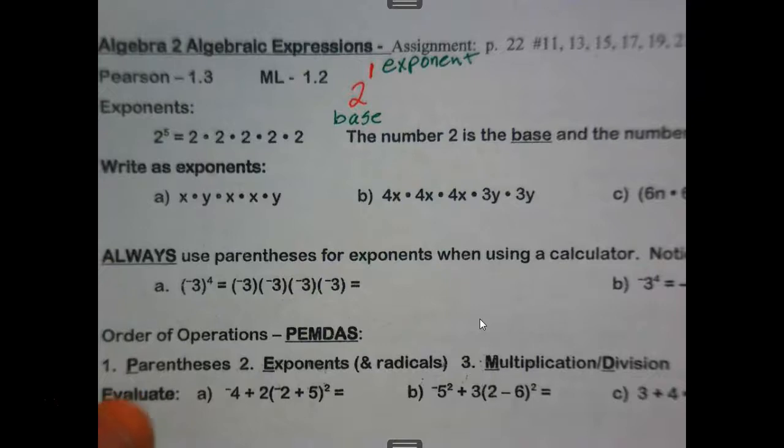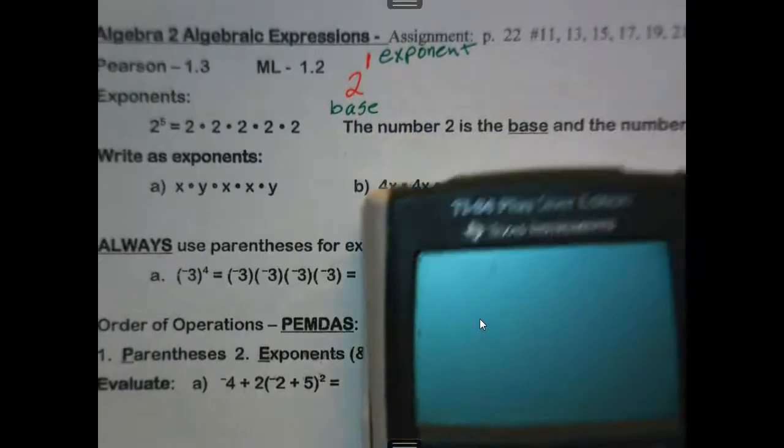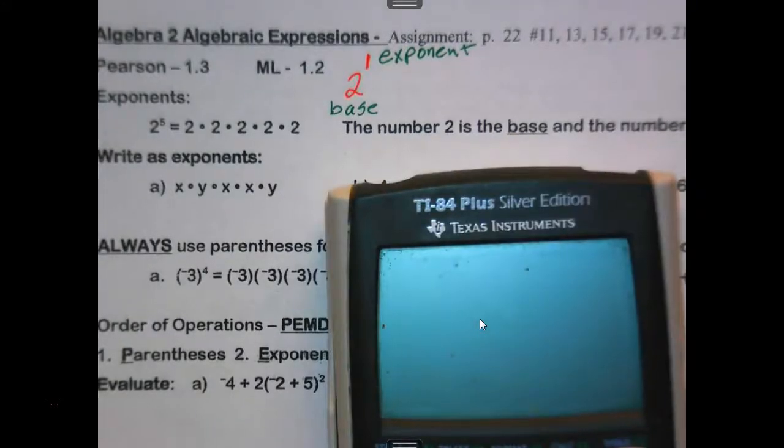There's a little caret key for the powers. It's a sergeant stripe. Isn't it called a caret? Yeah, I'm pretty sure it is.